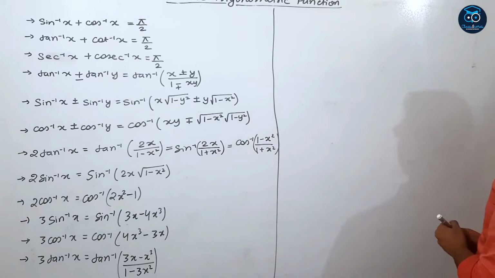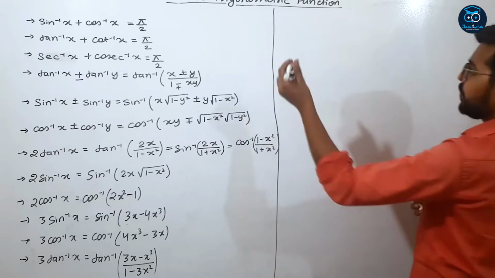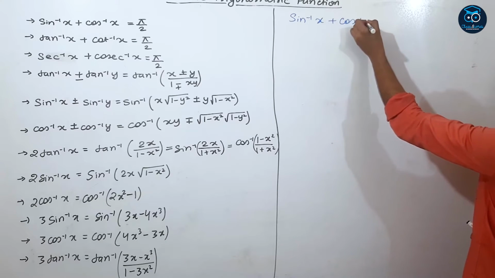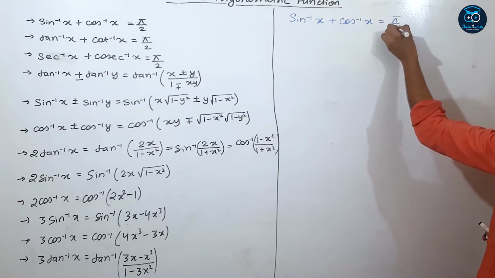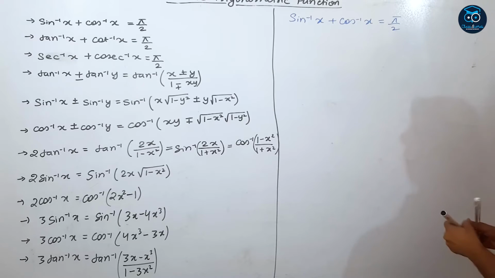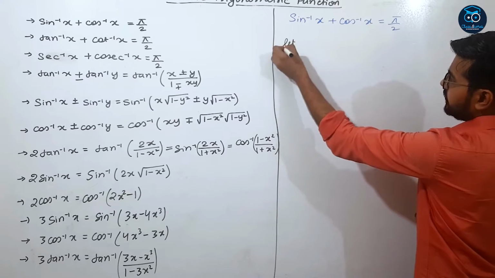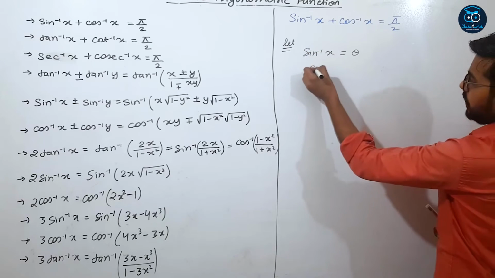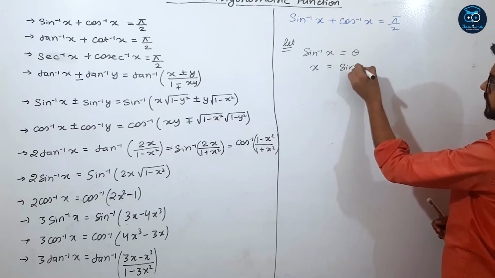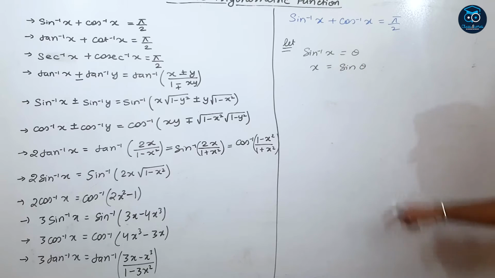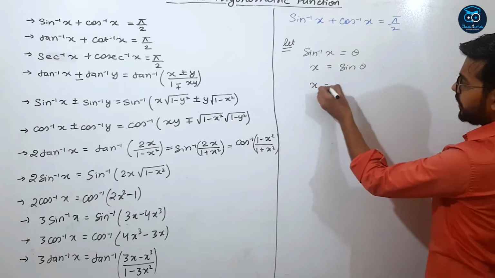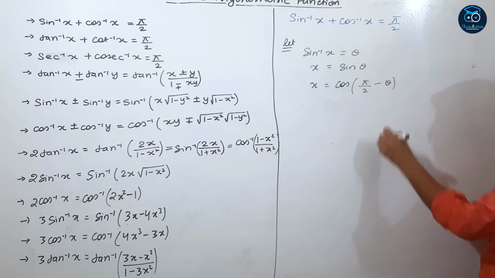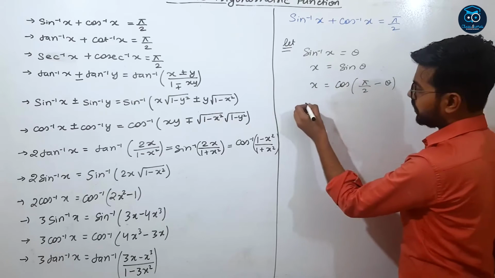First we have to start verifying these properties from property number 1, that is sin inverse x plus cos inverse x equals pi by 2. So we can take, let sin inverse x equals theta, then we can get the value of x, that is sin theta. If we have to convert this sine function in terms of cos, then we can write it as cos 90 minus theta, and now we can transpose the cos.